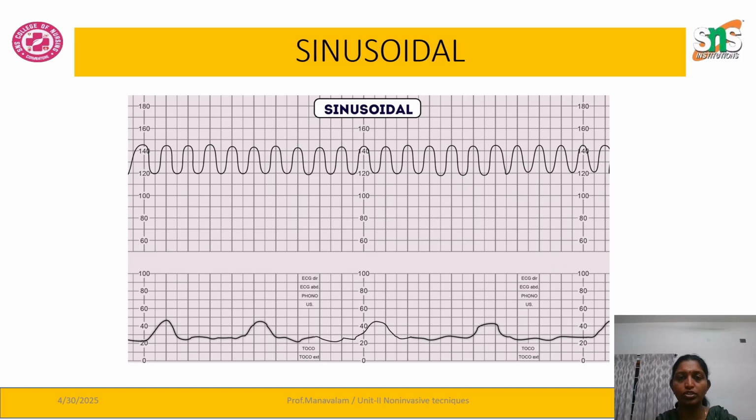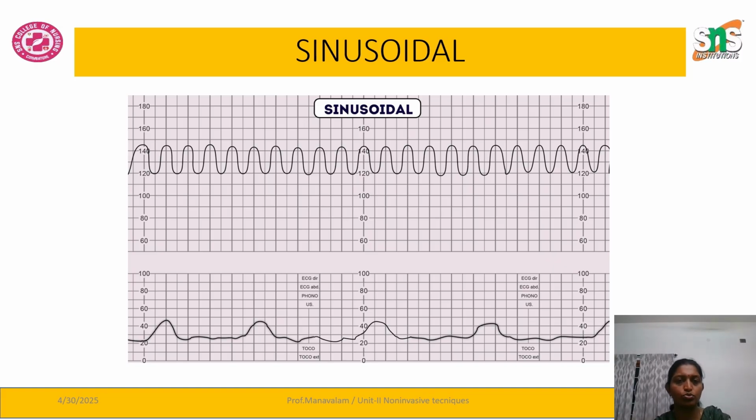Next, let's move on to the sinusoidal pattern. The sinusoidal pattern is a smooth, regular, wave-like pattern that is present on the cardiotocograph sheet. It doesn't show any beat-to-beat variability.